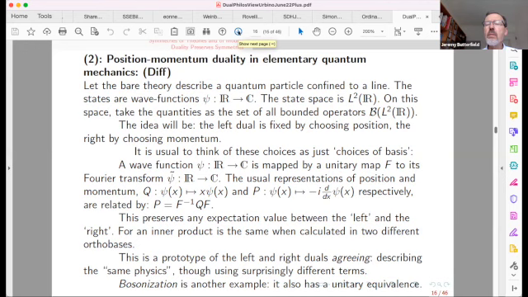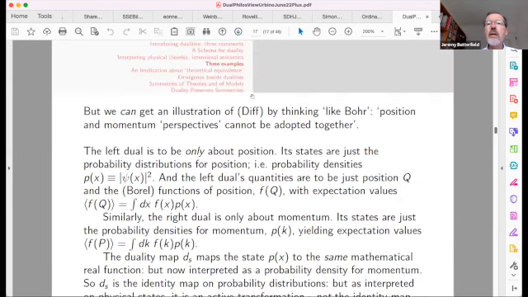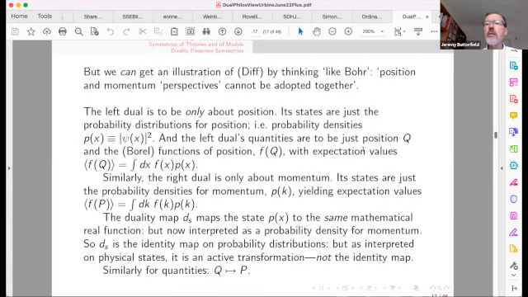But I want to give you an example of diff, and we can get an illustration of it in the same example by thinking, so to speak, like Niels Bohr. It's less subtle than Bohr, but it's got the same spirit. The idea is there's a position perspective, there's a momentum perspective, but you cannot adopt both of them together. So I want you to imagine then, on the left, there is what I will call a monomaniac about position. This is a person who wants to interpret the formalism only in terms of position.